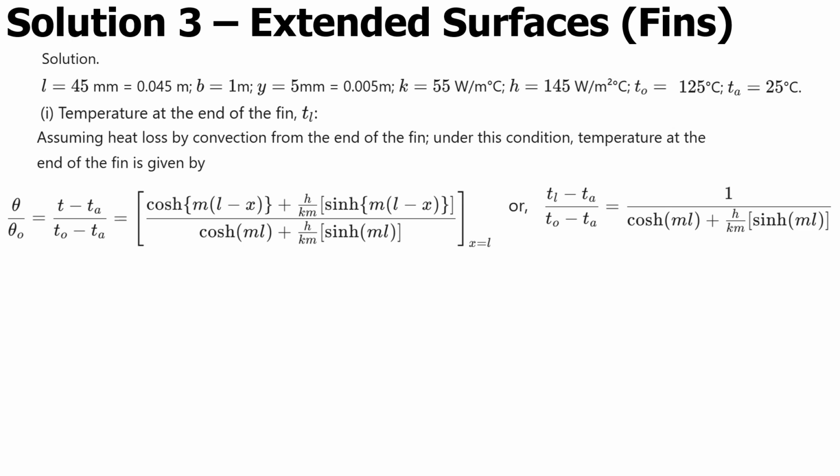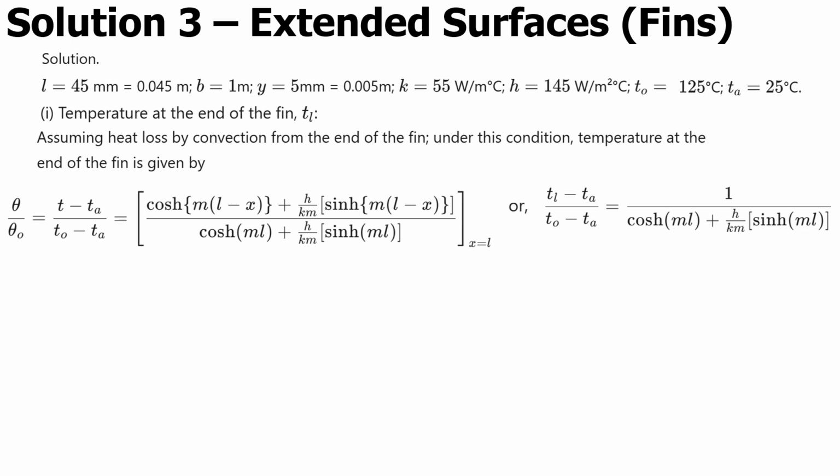So when x is equal to L, the formula simplifies to theta over theta naught equals T minus TA over T naught minus TA, into the formula we see there, which has the hyperbolic cosine. And this can be simplified to the second part of the formula, which you're seeing there, TL minus TA over T naught minus TA, which is equal to 1 over cosh ML plus H over KM times sinh ML.